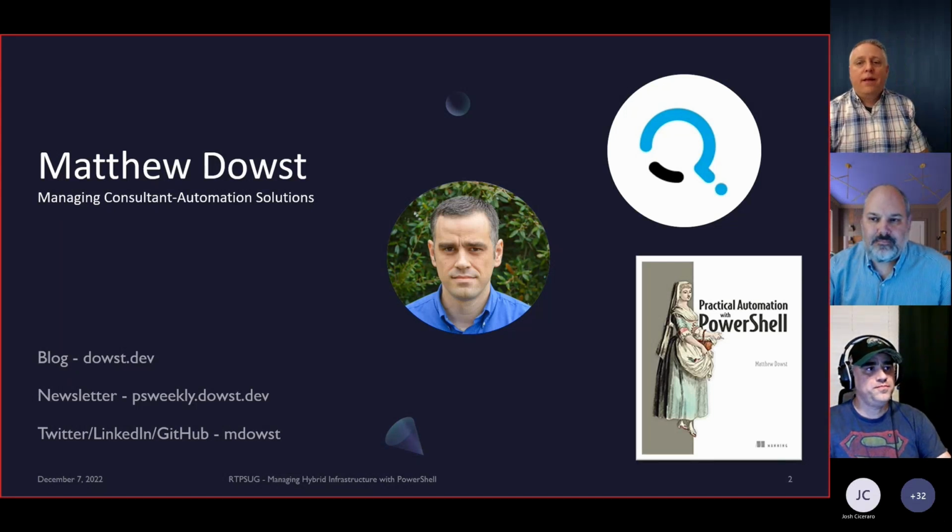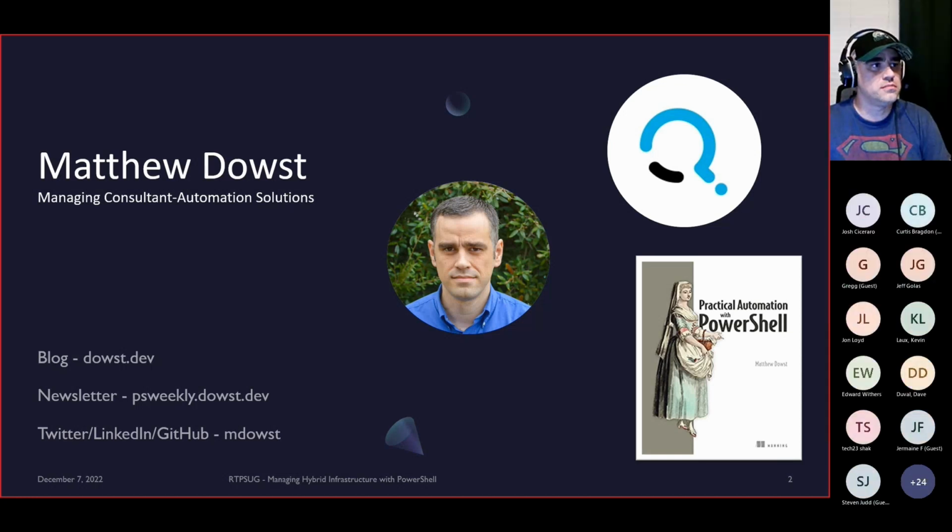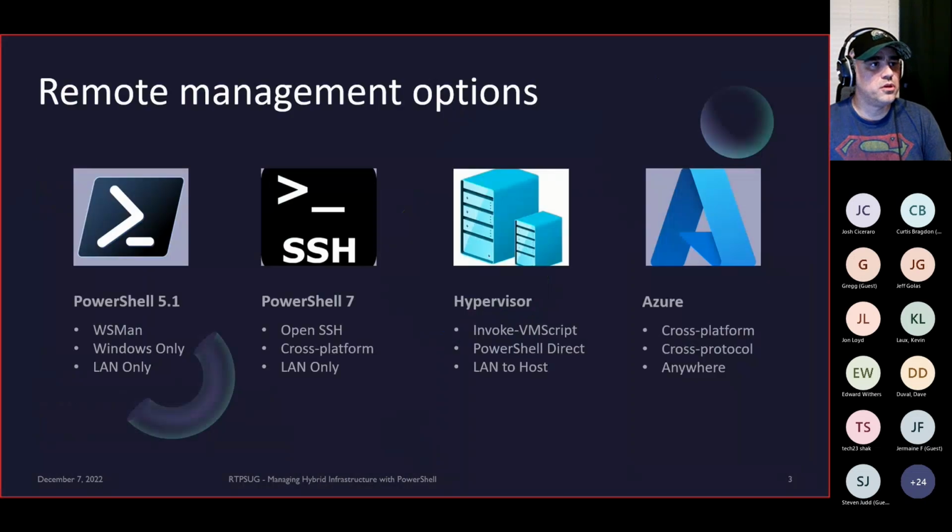Thanks, guys. So, as I mentioned, the purpose here is to really show how Azure Arc can be used as the next level in remote PowerShell management, right? So, just the quick history on that. PowerShell 5.1 was based on WS-Man. It was Windows only. With PowerShell 7, they added OpenSSH, which allowed cross-platform, but still you have to be able to locally talk to all those machines.